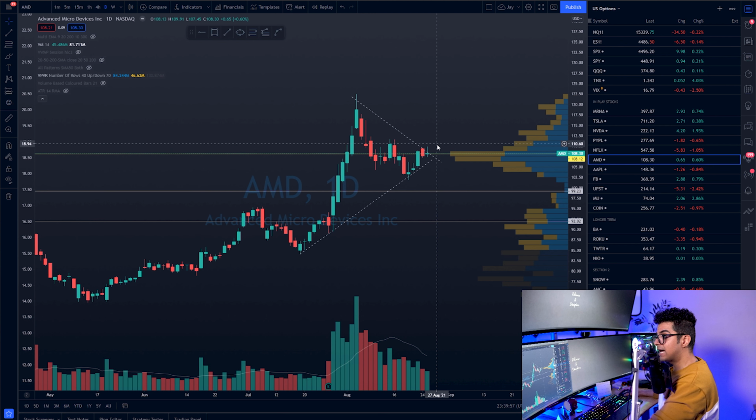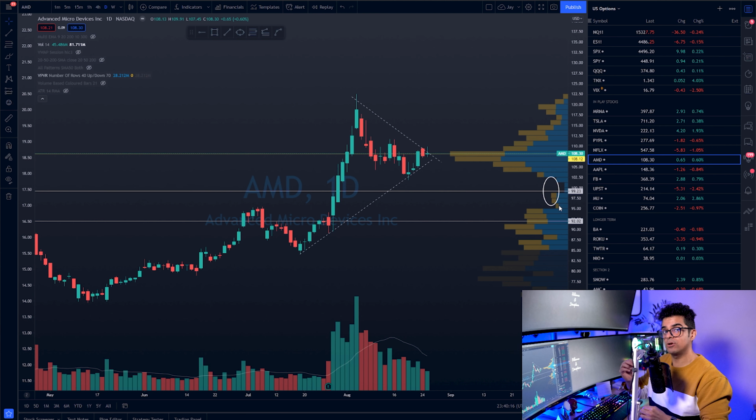Now, if it breaks towards the upside, that means buyers took control and we can take it towards the upside. If it breaks towards the downside, we have a volume gap here from $100 to $103, $104. So if it breaks 100 or 102 towards the downside, we have a volume gap to fill towards the downside. That is another strategy based on volume profile. So make sure that you watch that volume profile video.